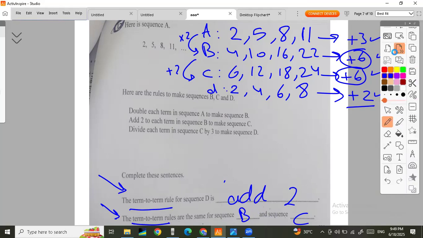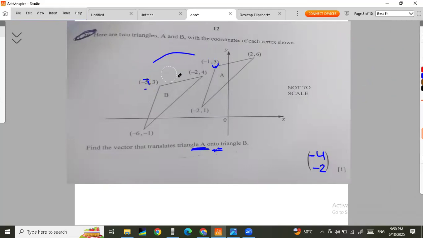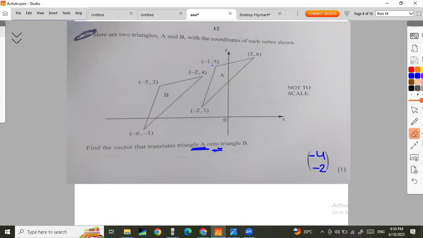And this for this question. All right, the next question here is about the vector. So they're saying to you here that triangle A got translated to triangle B. So I'm going to move from A to B. Let's see about this. From A to B.